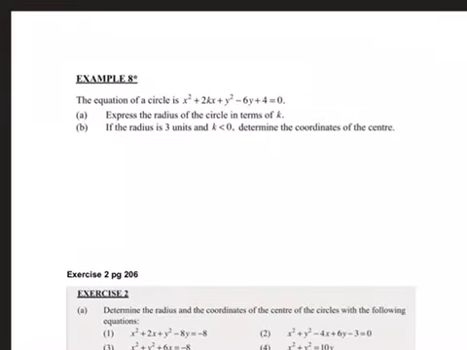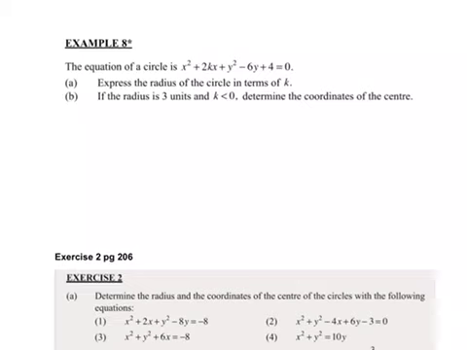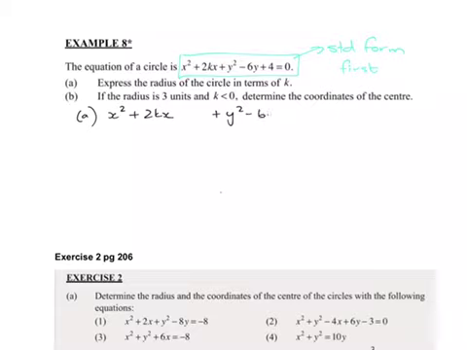Now for this one, it has variables. So it says the equation of the circle is given as this. Express the radius of the circle in terms of k. So you've got to get the radius, you have to get it into standard form first. Okay, so our first step for A is standard form. So it's going to be x squared plus 2kx plus y squared minus 6y, and I'm going to kick my constant over to the other side. So group your x's, group your y's, and take the rest over.